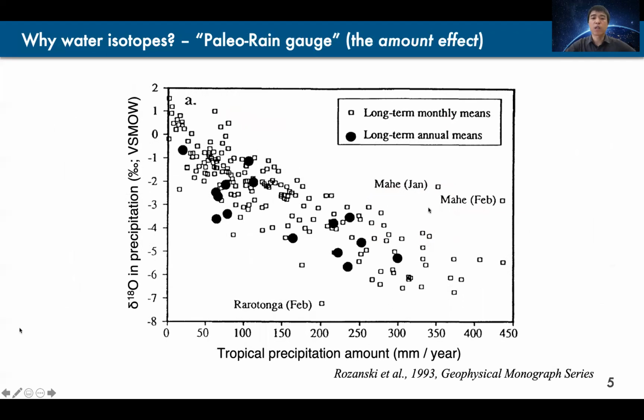In addition to temperature, you can also reconstruct rainfall using water isotopes, based on the so-called amount effect. Here, the x-axis of this figure is the tropical precipitation amount. The y-axis is the delta 18O in the precipitation. You see a very nice negative correlation. The higher the rainfall amount, the lower the delta 18O value.